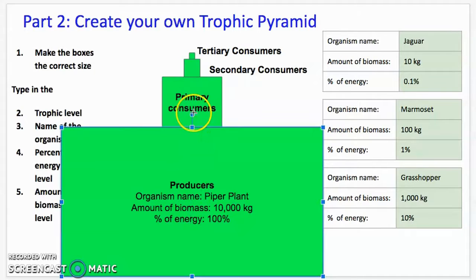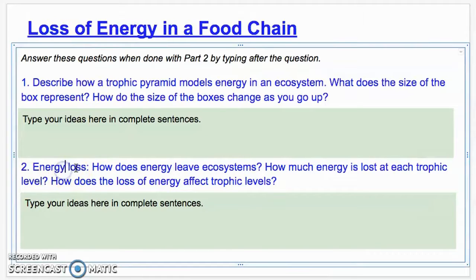and making the boxes smaller and smaller shows that the amount of energy or the amount of biomass is decreasing as you go up these trophic levels. Second question is energy loss. How does energy leave the ecosystem? How much energy is lost at each trophic level? And how does the loss of energy affect trophic levels?